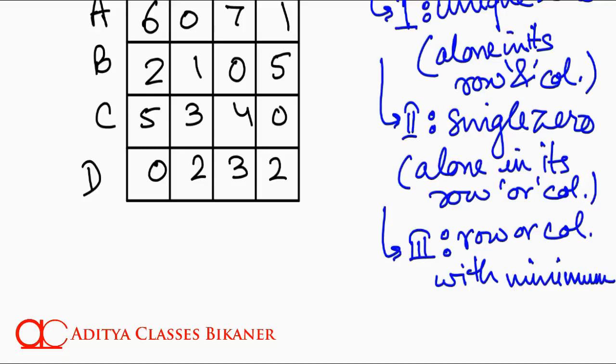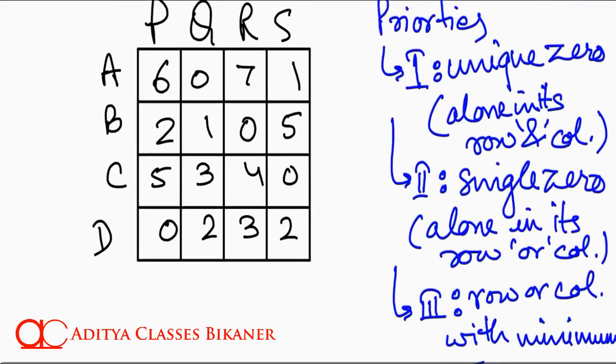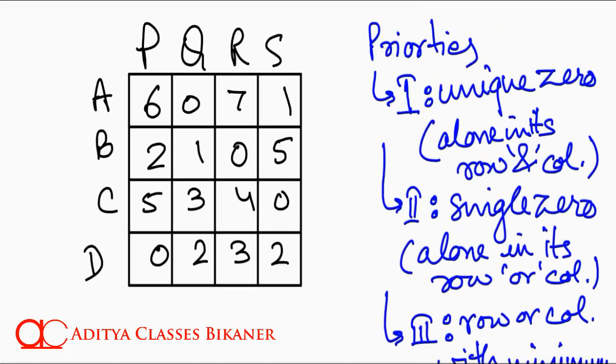You have to search for a row or column with minimum zeros in it. Then only can we make those assignments, when we get minimum rows and minimum zeros in row and column. So first let us see what we mean by unique zeros.